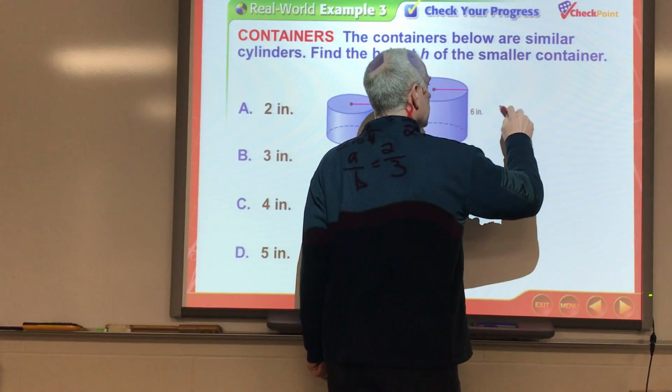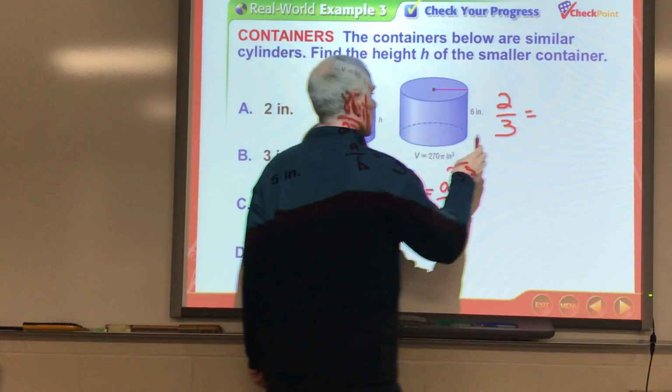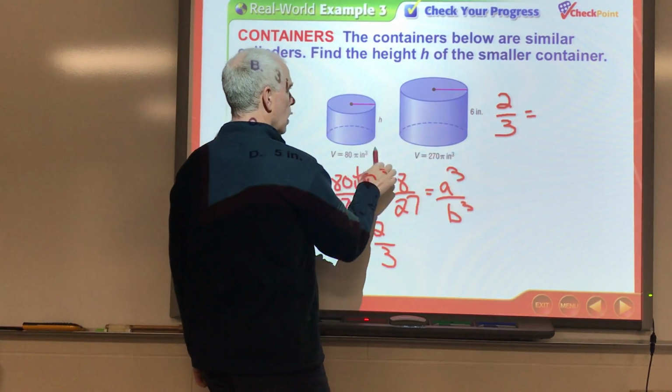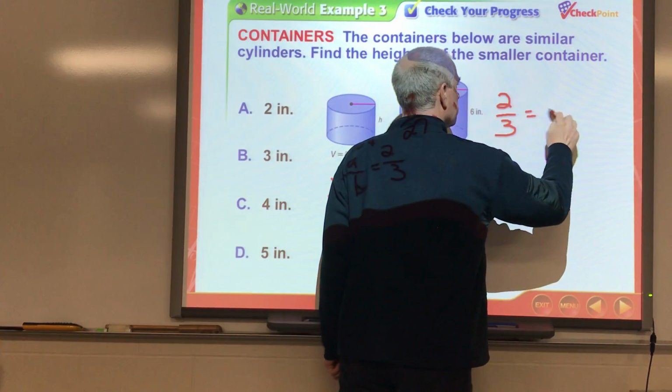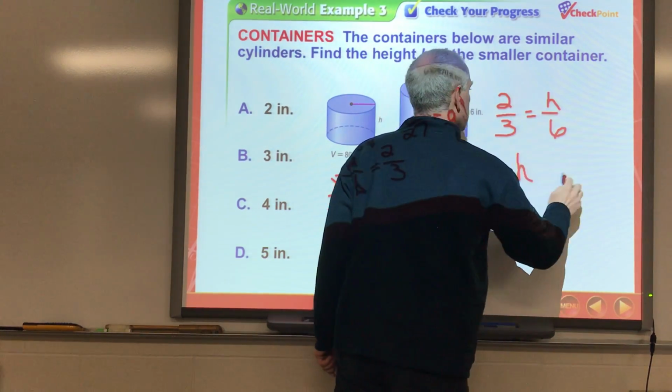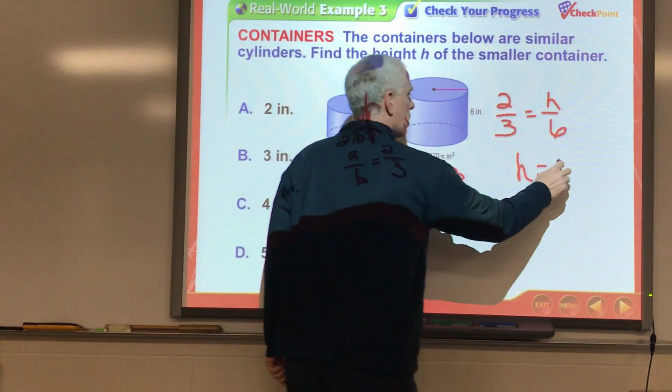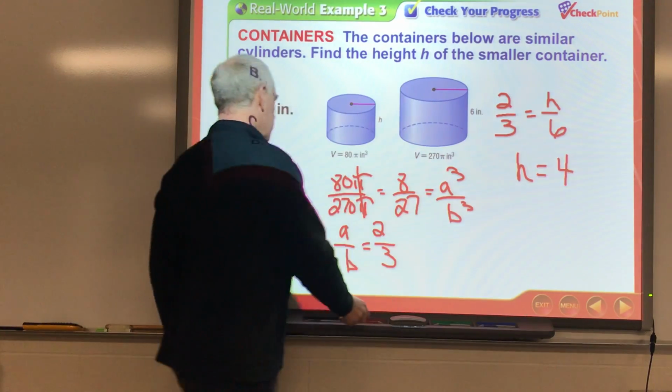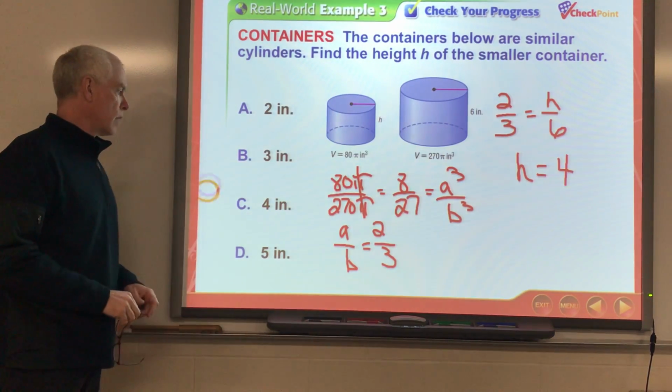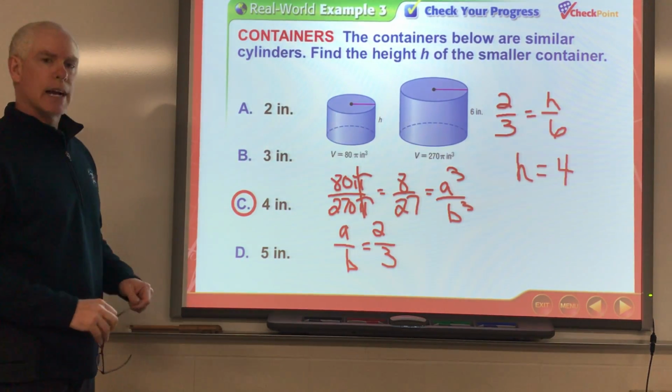Okay, so now I'm going to say 2 over 3, small to large, is equal to height over 6. Okay, so 6 times 2 is 12. 12 divided by 3 is 4. So we should get about 4 inches for that height. Okay, so that's how you're going to tackle a problem like that.